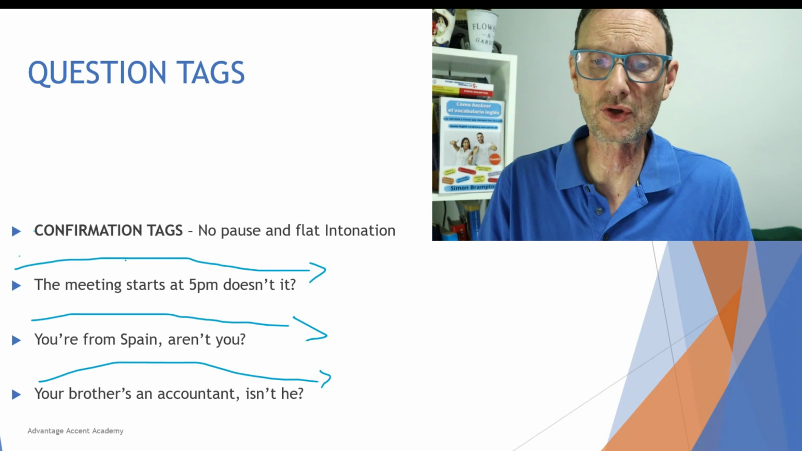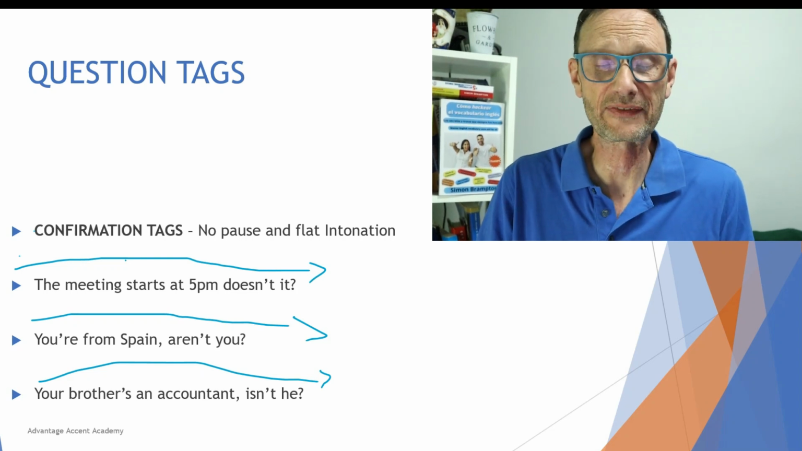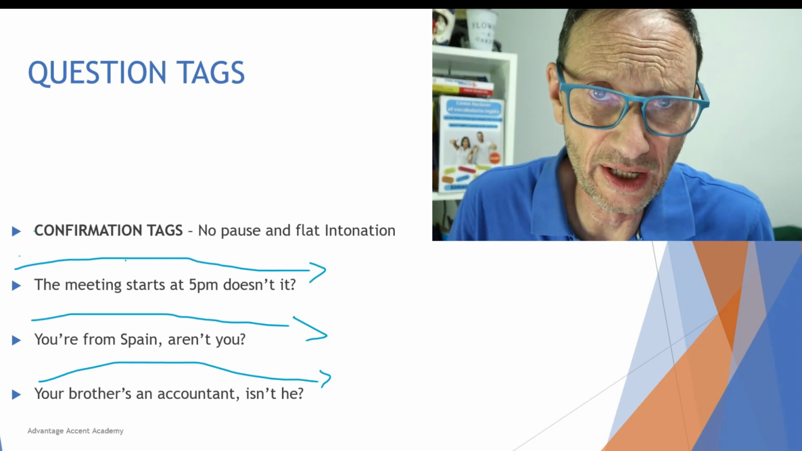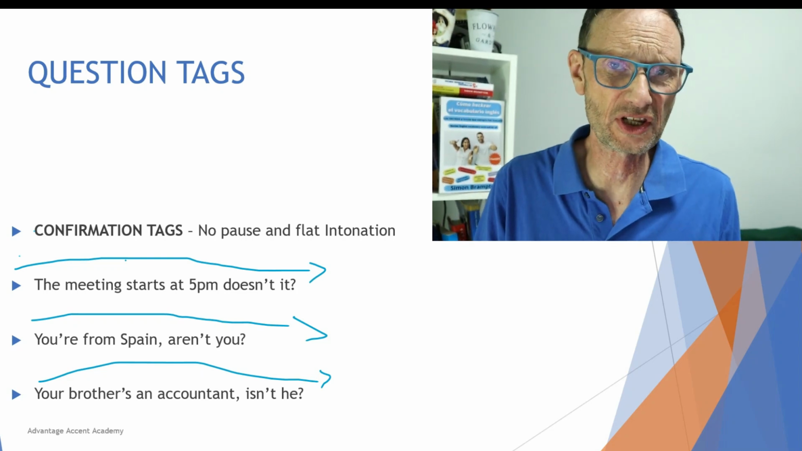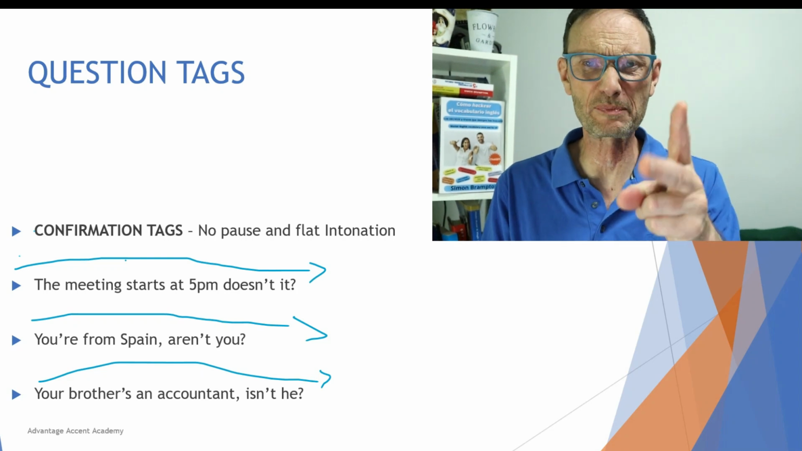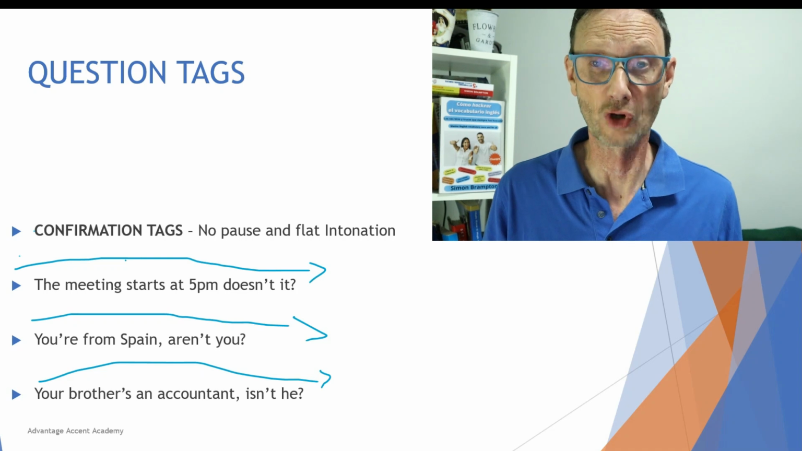Again, you can use the word right or correct if you really want to. Your brother's an accountant, right? Much easier, isn't it? So, if you're not sure which auxiliary to use and if it's positive or negative, then just use right. Right?